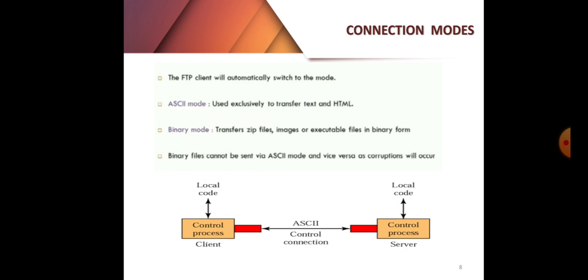And in FTP, another speciality is that FTP can switch between two different modes for encoding the information: ASCII mode or binary mode. This is performed automatically. ASCII mode will be used only for transferring text files and content in HTML format. And binary mode will be used for transferring images, zip files or other executable files. So this will be done automatically. The two modes of encoded information are ASCII mode and binary mode.